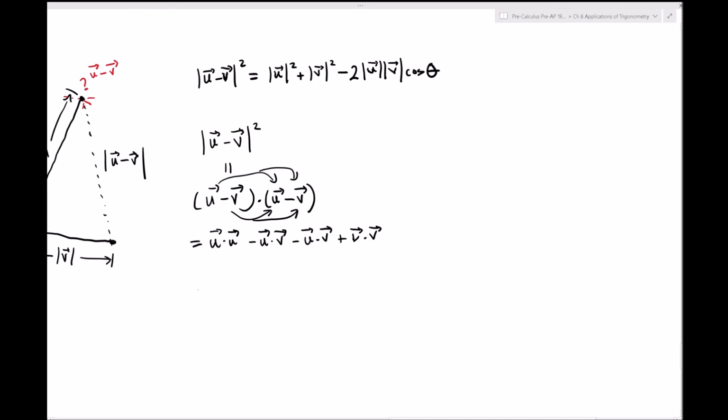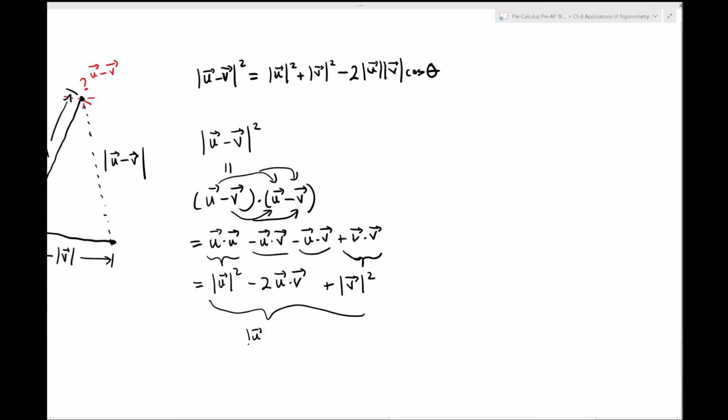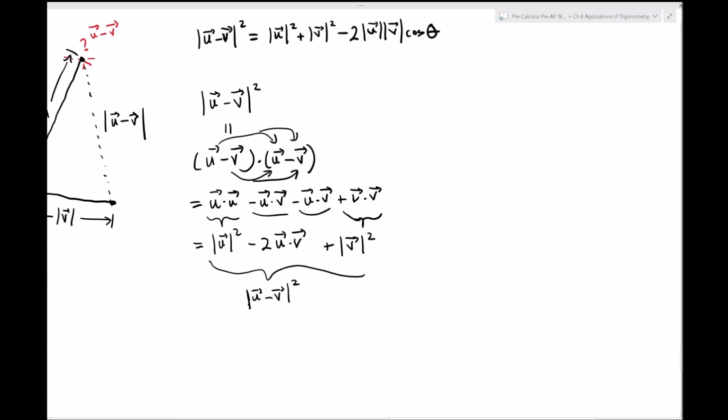Then we simplify. U dot u is magnitude u squared, because of letter F. These two combine because they're the same vector, minus 2 u dot v. And then this one is the magnitude of v squared, according to F again. So this right here is what came out of the magnitude of u minus v, quantity squared. That is going to get set equal to the stuff on the right hand side.